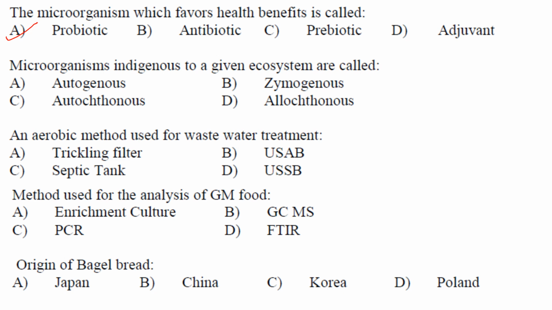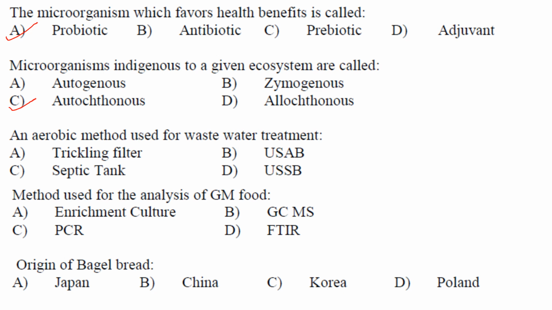An adjuvant is a substance that enhances immune response to a vaccine or an antigen. Then microorganisms indigenous to a given ecosystem are called autochthonous. Answer is option C. Example, gut microbiota, coral reef microorganism, etc. They are indigenous to a given ecosystem. Then allochthonous means they are non-native and are introduced from outside of the ecosystem. Autogenous means they are self-generated or produced within an organism. And zymogenous means they are related to fermentation or enzyme activity.